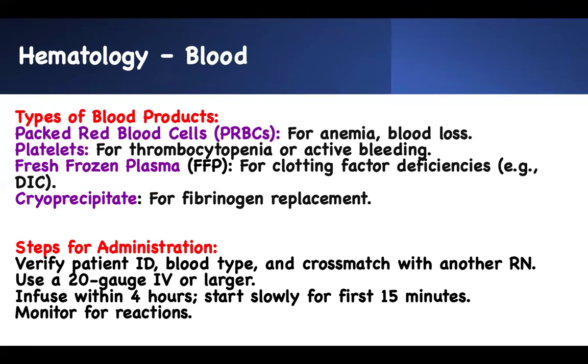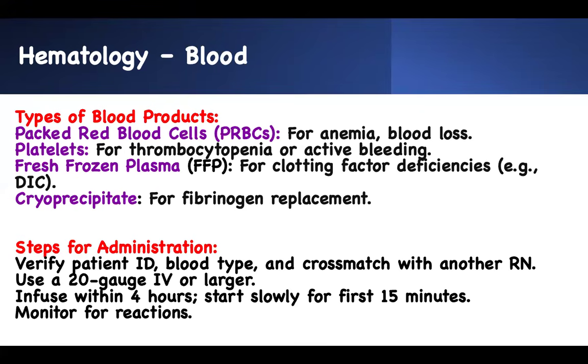When it comes to blood transfusion, it's straightforward, right? Blood products: there are red cells, which are for anemia; platelets, for thrombocytopenia; and fresh frozen plasma, which contains clotting factors. Therefore, this is what we use in DIC. We need to give you clotting factors. Cryoprecipitate contains fibrinogen, which also helps with bleeding.